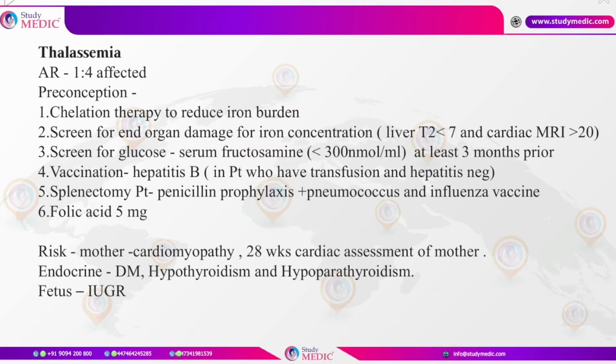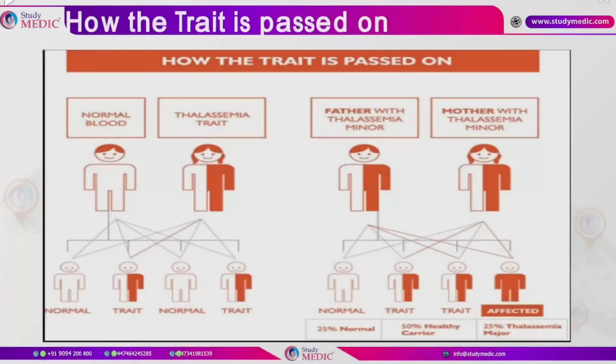What could be the risk? Risk to the mother in terms of cardiomyopathy. At 28 weeks, a cardiac assessment of the mother is a requirement for that purpose. There could be a possibility of endocrine abnormalities by means of diabetes mellitus, hypothyroidism, hypoparathyroidism, and the baby might have a likely chance of having IUGR.